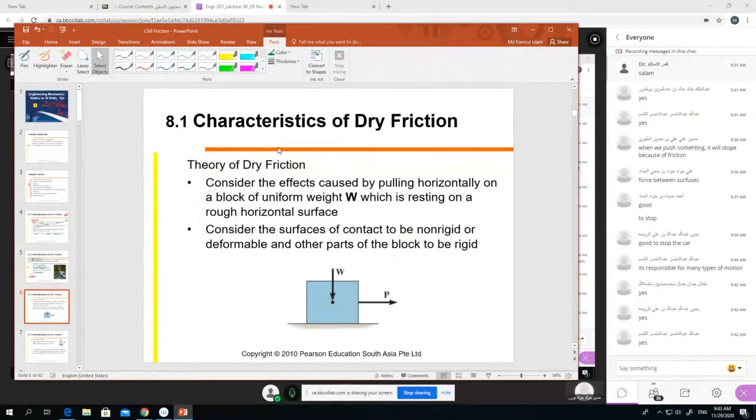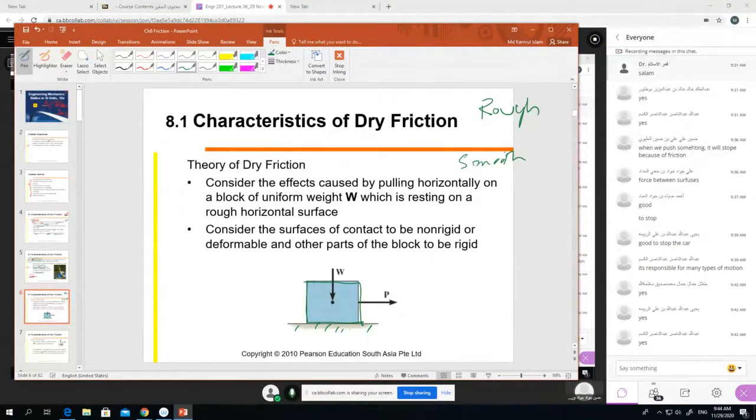Now let's go to the characteristics of friction and learn some idea about the theory of friction. What is friction? Friction is the resistance between two surfaces. Imagine we have a block, weight, or box on a surface. When there is friction, we say rough surface. When there is no friction, we say smooth surface.